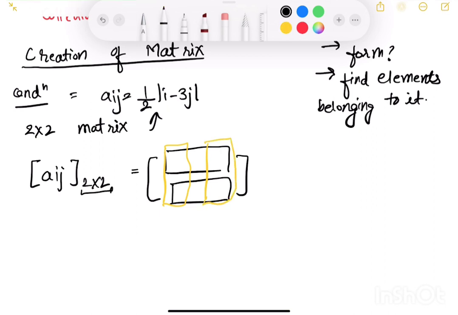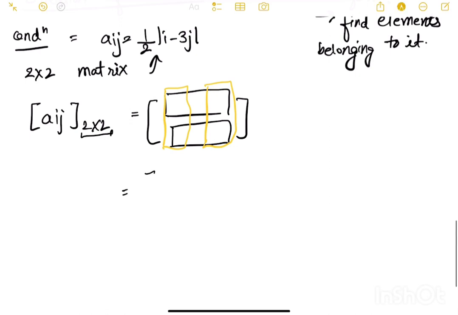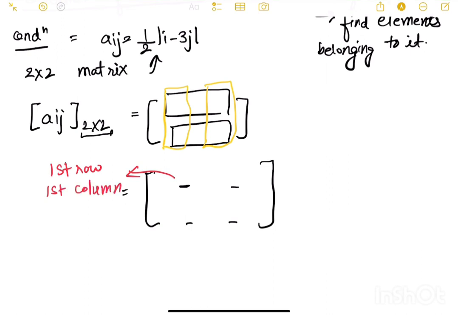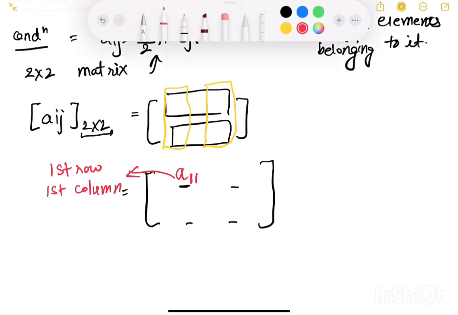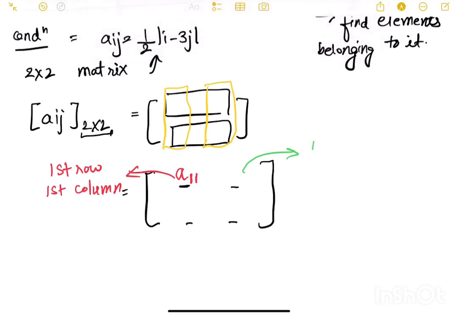Now how do we denote each and every element? Now we have these blanks, right? We have 2 rows and 2 columns. So what is this element belonging to? This element belongs to the first row and first column. So we will denote this as A11. This element out here belongs to my first row, second column. So the element will be A12.